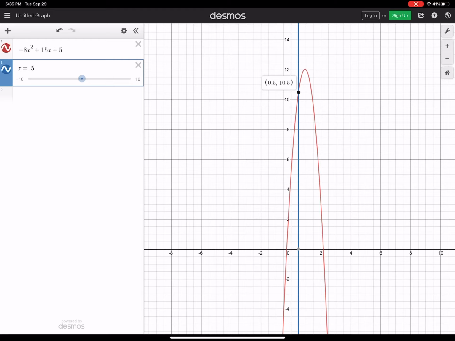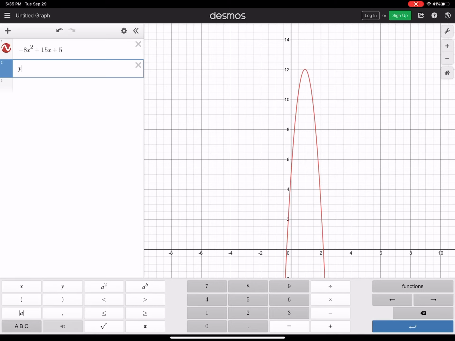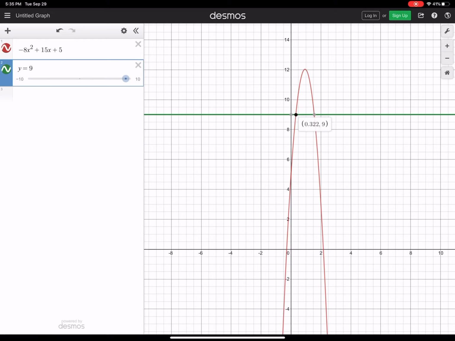All right. Then question number 10 is, when will the diver be 9 feet above the pool? So 9 feet, that is a Y. Okay, so 9 feet, that's a height. So that is a Y. So what you do is you go back here and you're going to do Y equals 9. Now there's 2 places here. There's 2 different values of X. So notice the Y on both of these is 9.